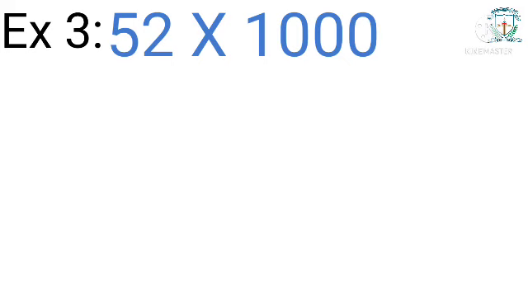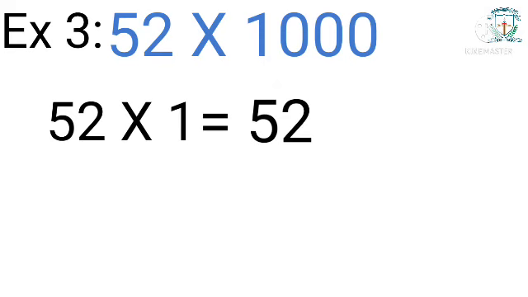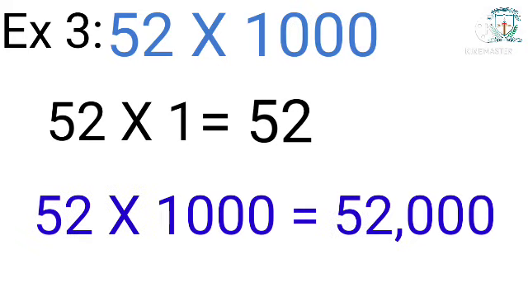7,400. Example 3. 52 multiply with 1000. First we shall multiply 52 with 1. We get 52. Since 1000 has 3 zeros, we write 3 zeros to the extreme right. So the product obtained here is 52,000.